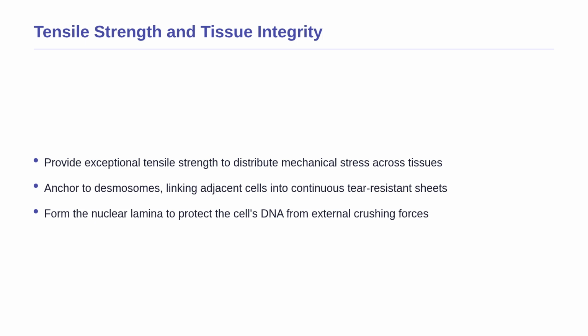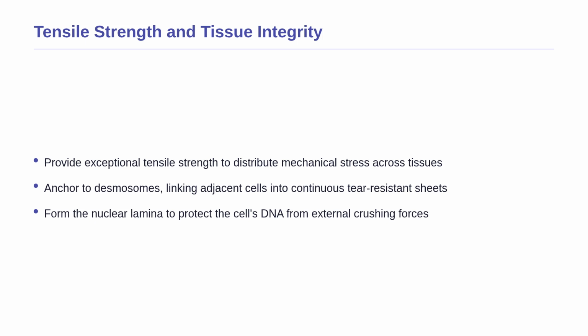For example, keratin filaments anchor to specialized junctions called desmosomes, physically linking the cytoskeletons of neighboring cells into a continuous, tear-resistant sheet. If a person has a mutation in these keratin genes, even slight friction causes severe skin blistering. Additionally, a specialized meshwork of these filaments forms the nuclear lamina, creating a protective cage around the cell's DNA to prevent it from being crushed.